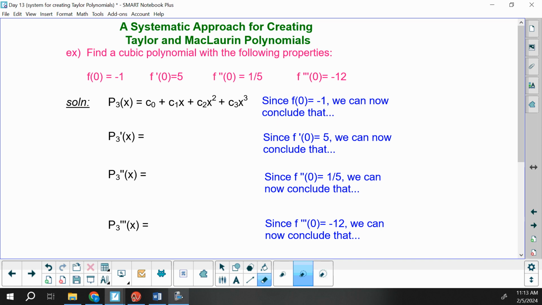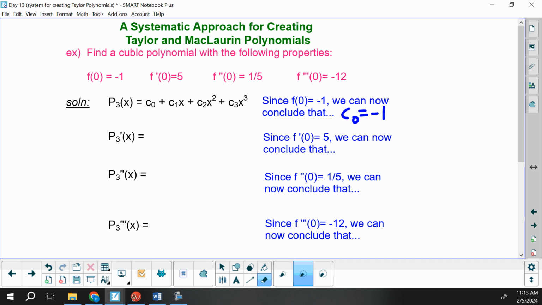Because we're doing Maclaurin, that's why the things we're given are about f of 0, f prime of 0, f double prime of 0, and so on. So let's imagine we had some random 3rd degree polynomial. We've got C0 as our constant, C1 is the coefficient of the 1st degree term, C2 of the 2nd degree term, and so on. Since we know f of 0 is negative 1, when we put in 0 for x, that wipes out those last 3 terms. So that means we can now conclude that C0 should equal negative 1.